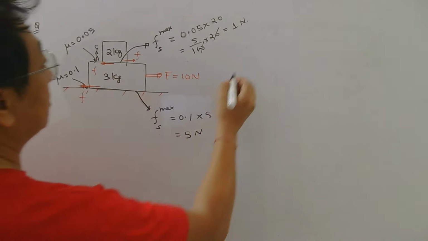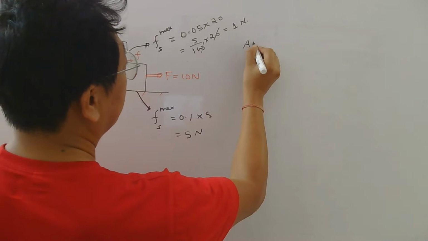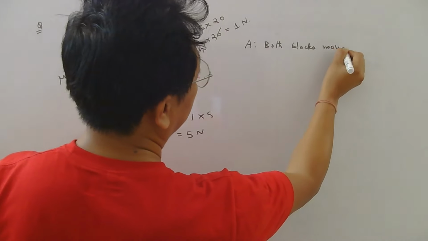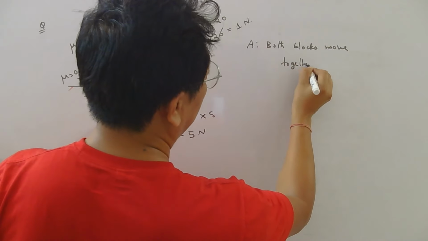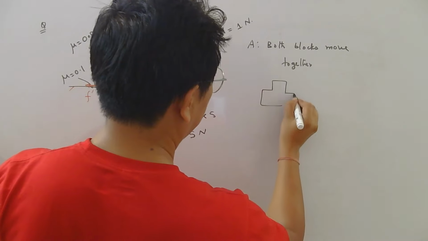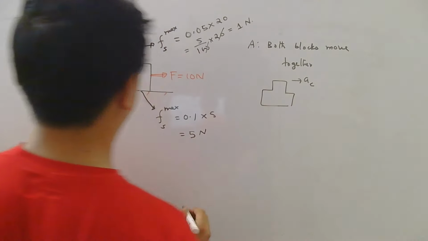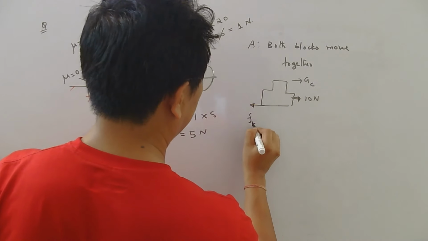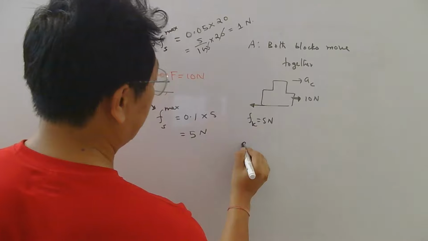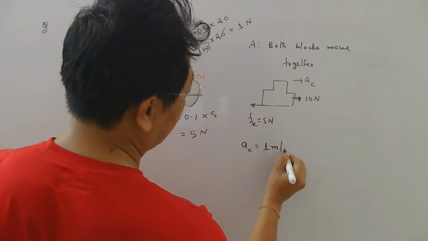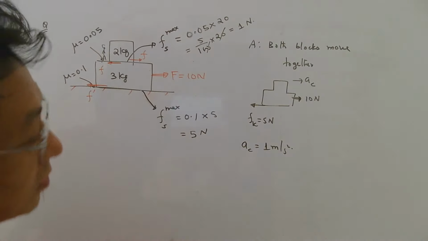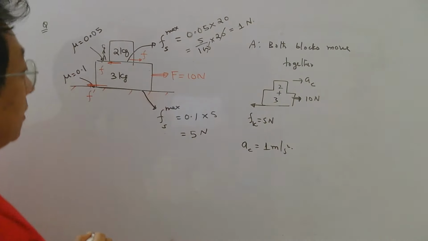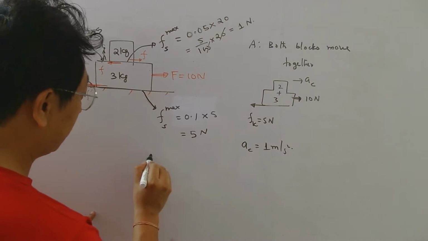So now our second assumption: both blocks move together. Let's check. For together there will be common acceleration. Here 10 Newton. Here kinetic friction 5 Newton. Same thing if you do, acceleration will come 1 meter per second square. Right? 10 minus 5 is the net force, net force by mass. Mass is 5 kg, 2 plus 3 kg. Now, for 2 kg block, we need to check, right?